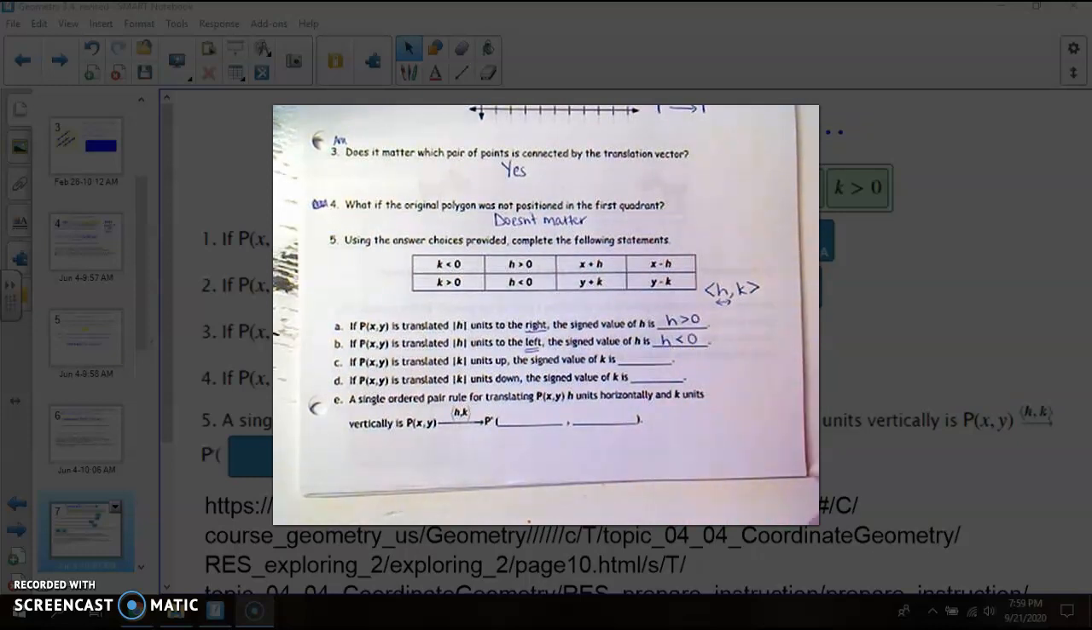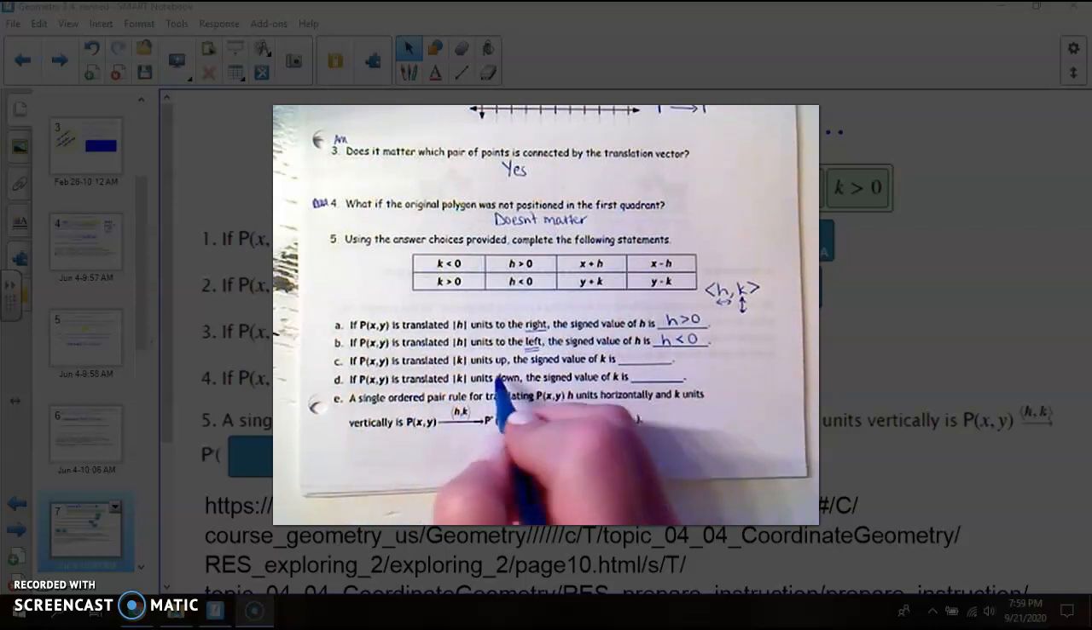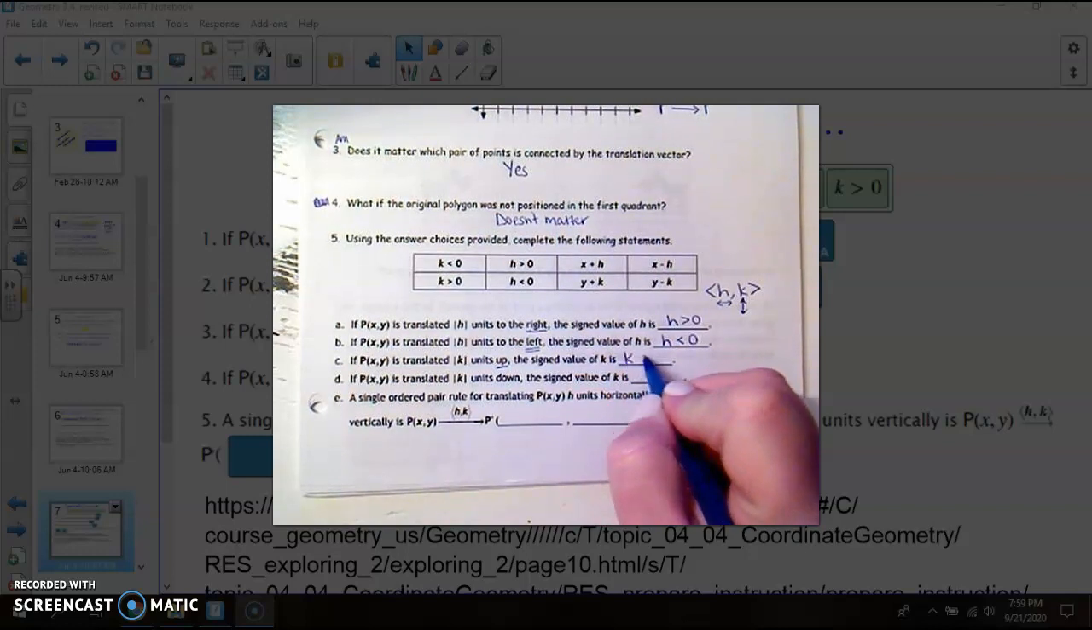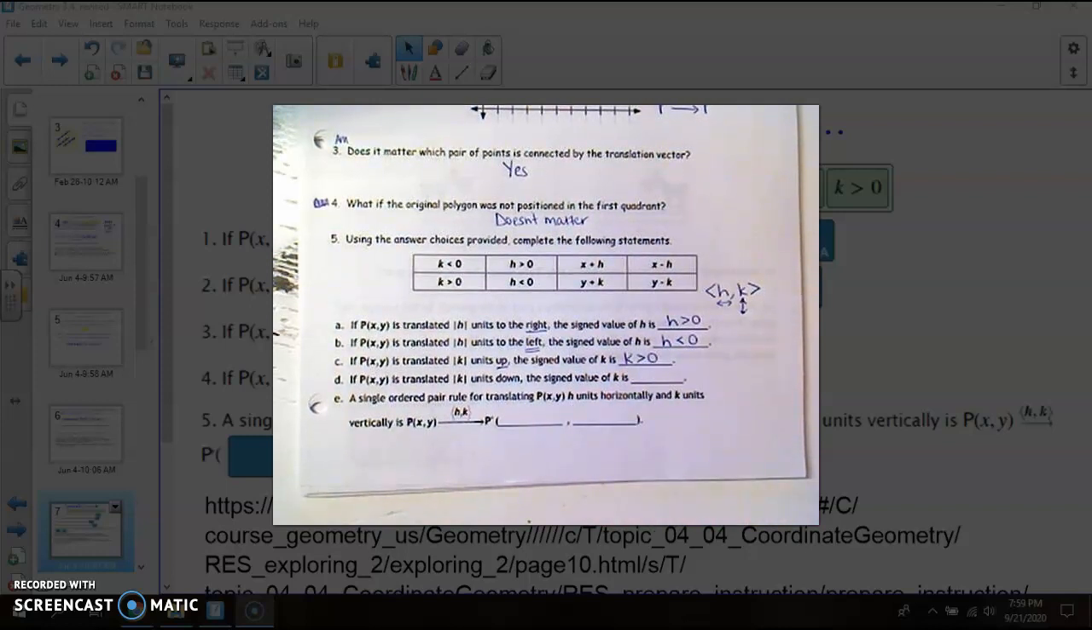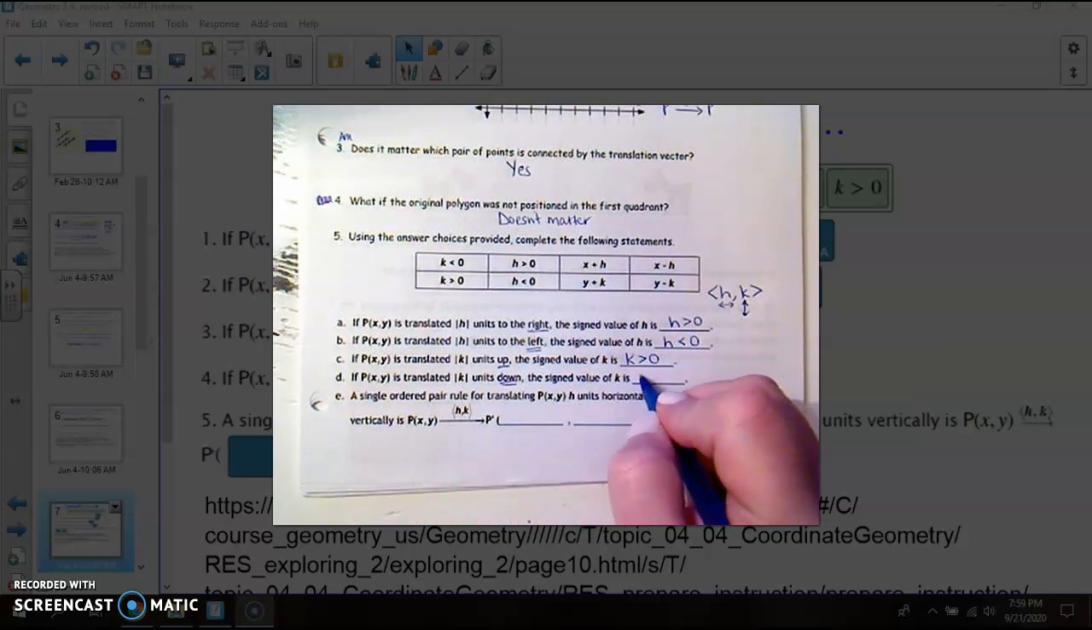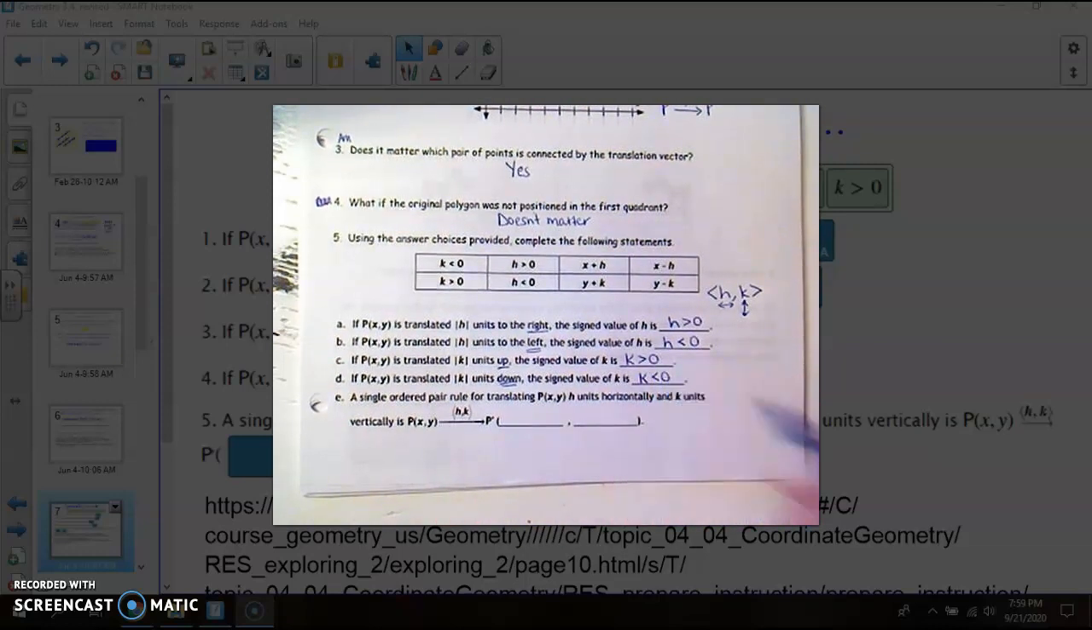And then your k value, remember, is in the y spot. That's your up and down movement. So if you're taking a point and translating it k units up, k has to be what? Positive. So k has to be greater than 0. If you're going down, however, that means k has to be negative. So k has to be less than 0.